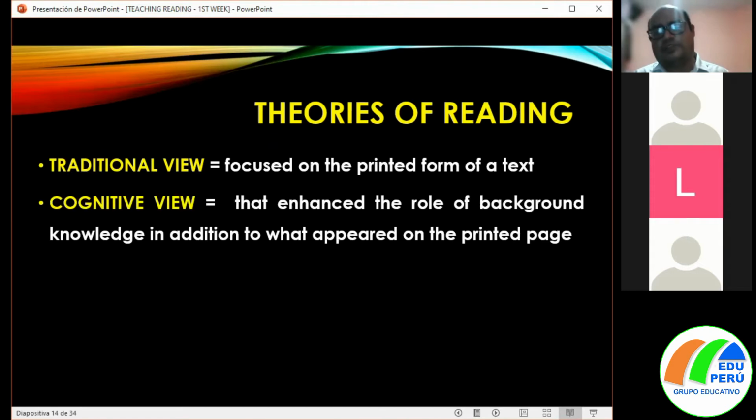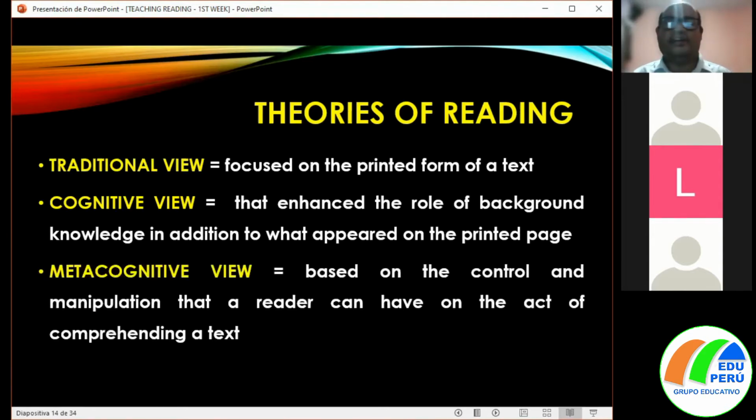The cognitive view enhances the role of background knowledge in addition to what appears on the printed page. Here, you have the background knowledge in addition to the printed page. Notice, in the first one, the most important is the text. In the cognitive, the most important is the background knowledge. And the third one is the metacognitive view.